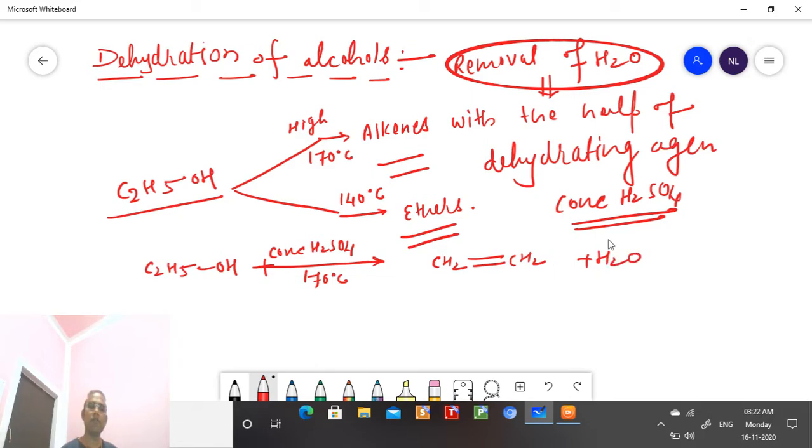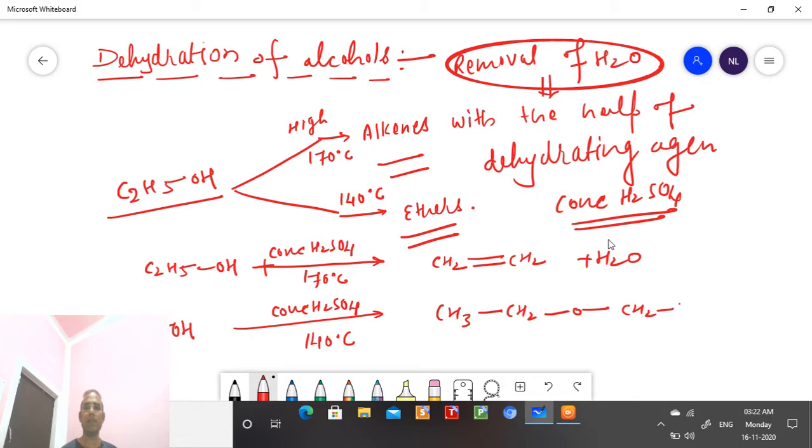Similarly, if you are taking 2 moles of C2H5OH, and again taking concentrated H2SO4, not some other reagent, and you are heating at 140 degrees Celsius, you are going to get diethyl ether, CH3CH2OCH2CH3, right student? Along with that, we get the removal of the water molecule.